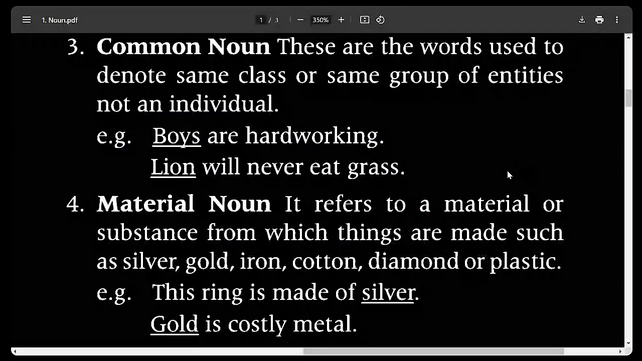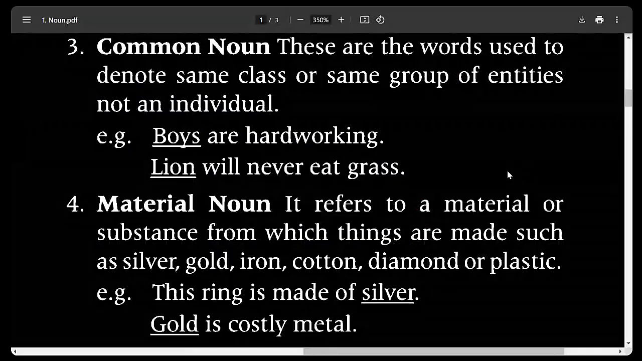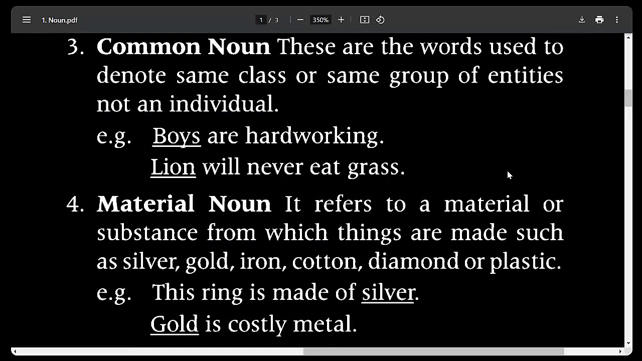Sir, you have any doubt in English? Sir, I didn't understand what is meant by material noun. Material noun means whenever anything is prepared out of some material, that is called material noun. For example, furniture is prepared by which material?